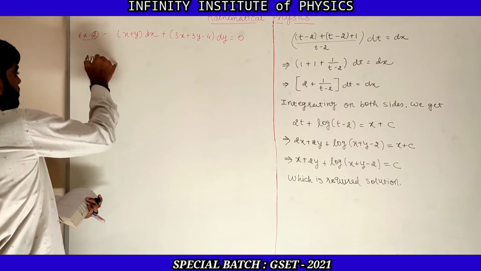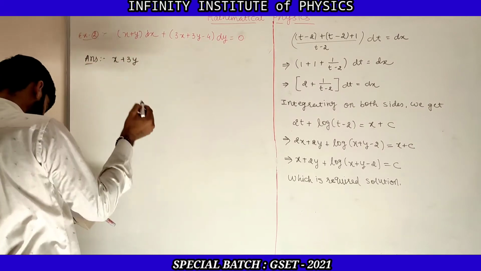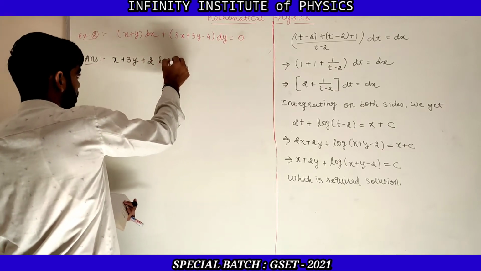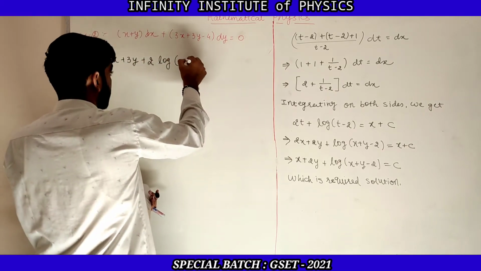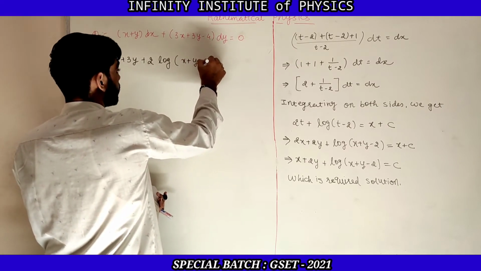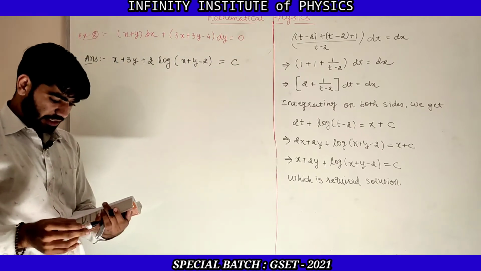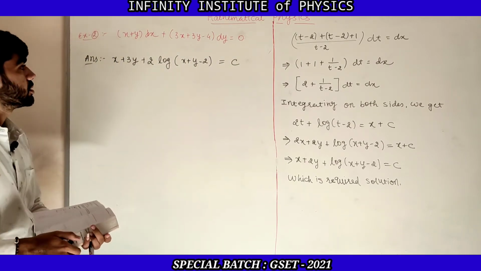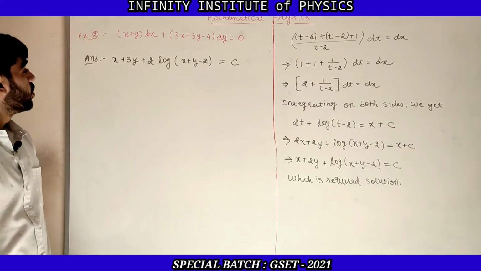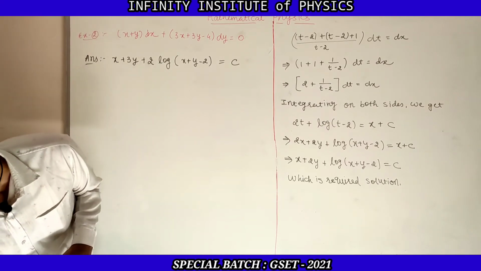Answer is x plus 3y plus 2 into log of x plus y minus 2, which is equal to c. This is the answer that you might get after solving this equation. Clear? So this is the answer of this question.